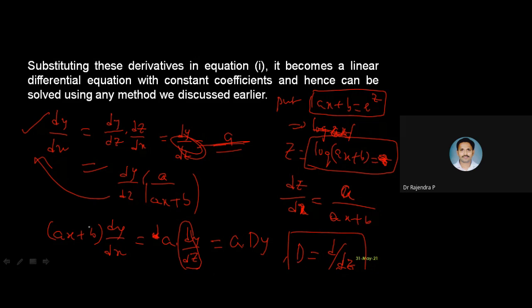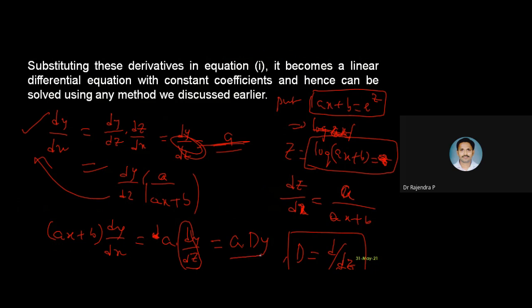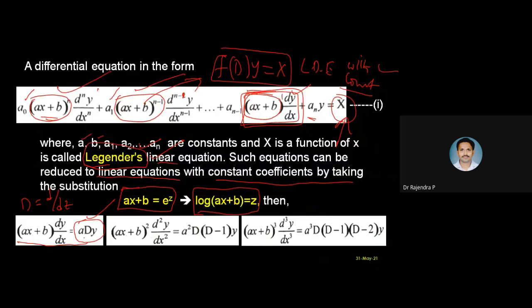Now in place of ax plus b dy by dx, what can I substitute? Ax plus b, concentrate on this whole term, ax plus b dy by dx. In that place I can substitute a into capital D y, where D stands for d by dz. Have we got this result or not? Ax plus b dy by dx value is a into D y. Have we got it?